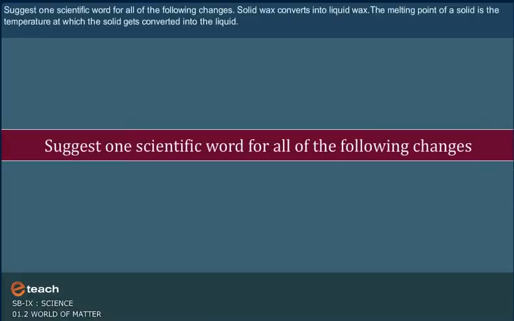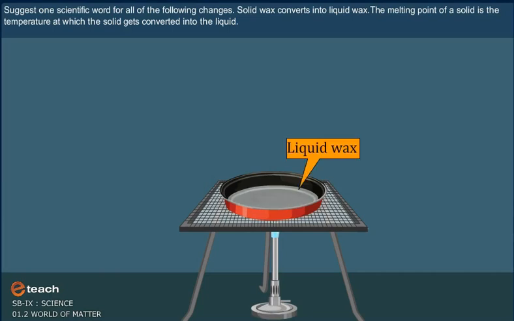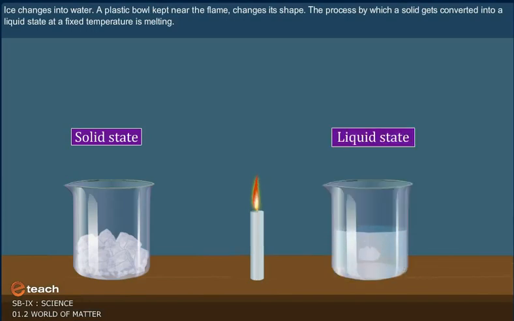Suggest one scientific word for all of the following changes. Solid wax converts into liquid wax. The melting point of a solid is the temperature at which the solid gets converted into the liquid. Ice changes into water. A plastic bowl kept near the flame changes its shape. The process by which a solid gets converted into a liquid state at a fixed temperature is melting.